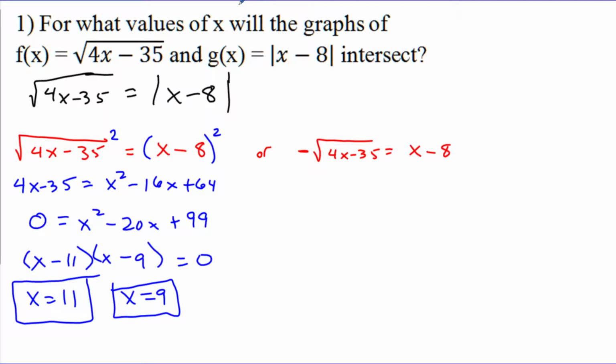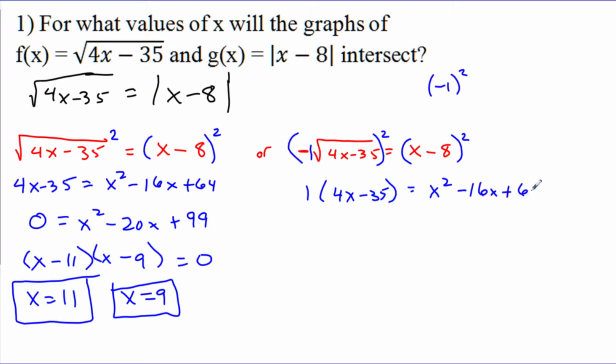For the other one, I have to do the same thing. I need to square this, and I need to square the whole right-hand side. Here's what actually ends up happening. When I square the left-hand side of this equation, remember this is actually negative 1, so I'm going to square negative 1. Negative 1 squared would just be 1. So it's 1 times, and when I square the square root, I get 4x minus 35. And when I square the right-hand side, I get the same thing as my first problem, x squared minus 16x plus 64.